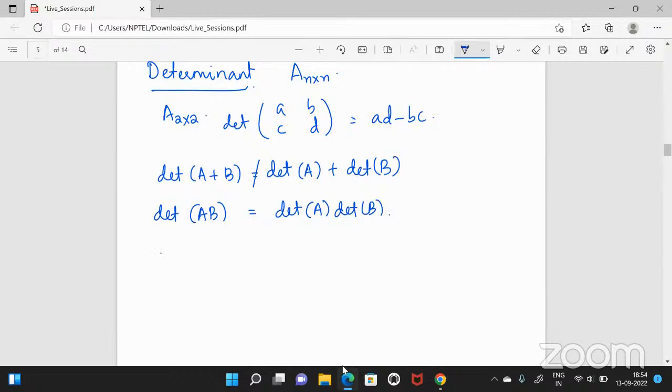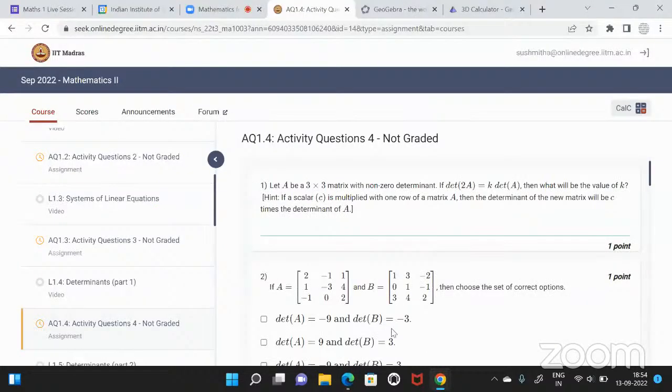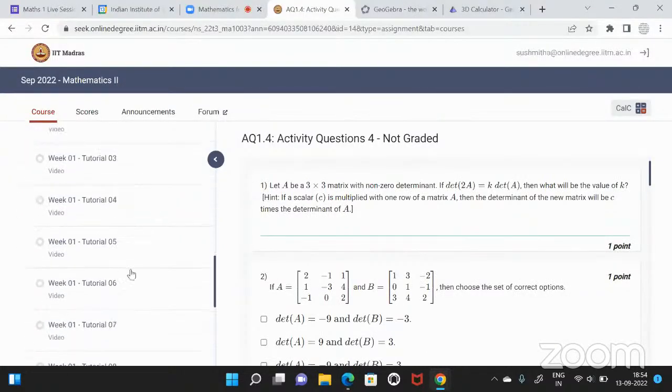And then what else? Determinant of A transpose. What is the determinant of A transpose? Determinant of A. Yeah. Not the whole transpose; determinant is a number, right? So the transpose of a number is the number itself, no? Okay. So the determinant of a matrix and its transpose are the same.